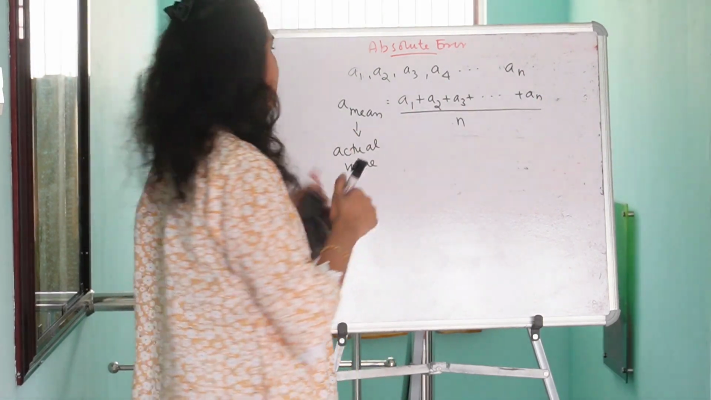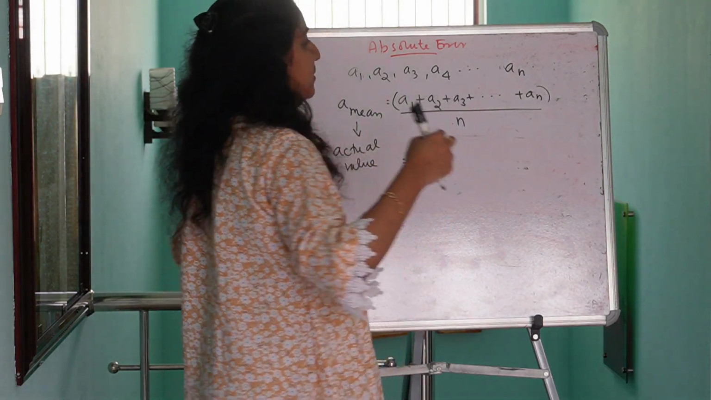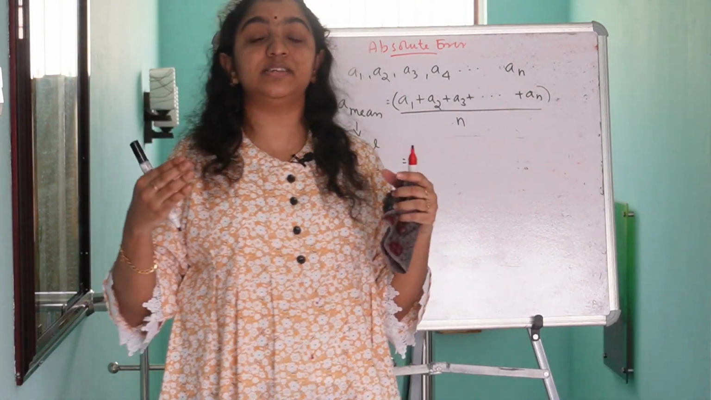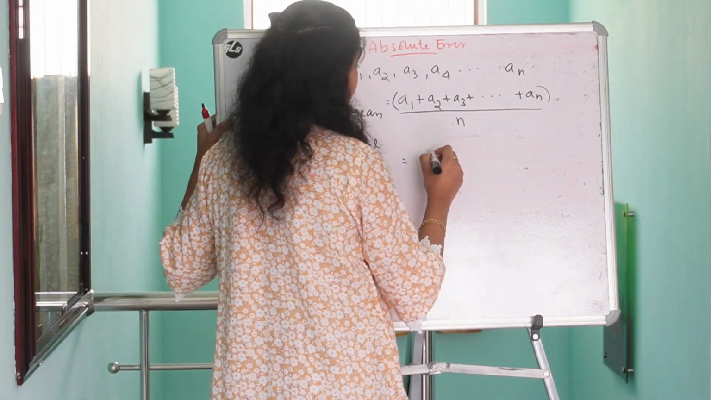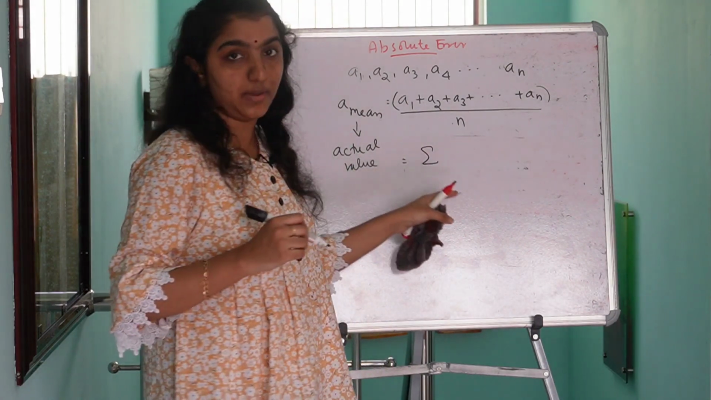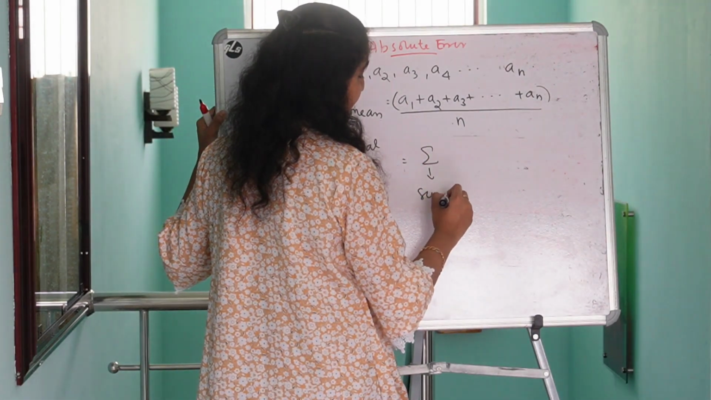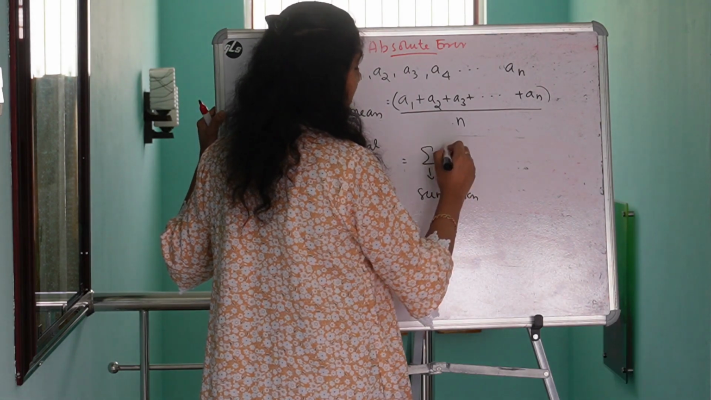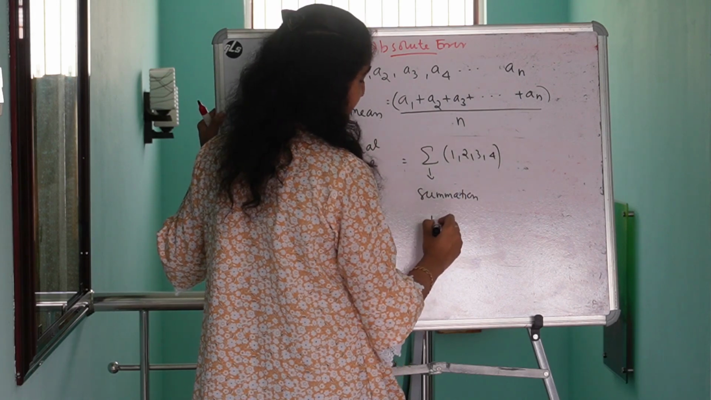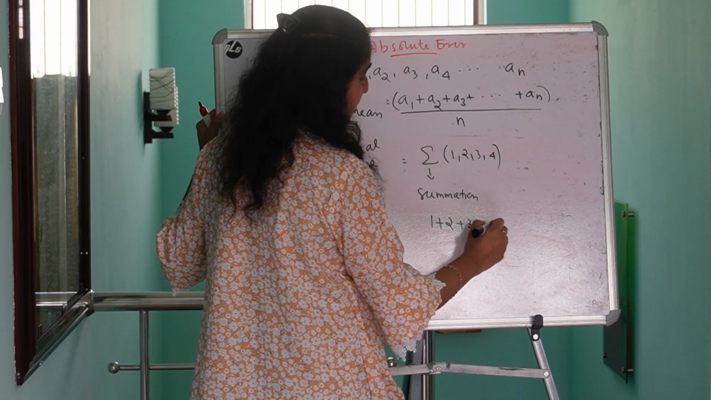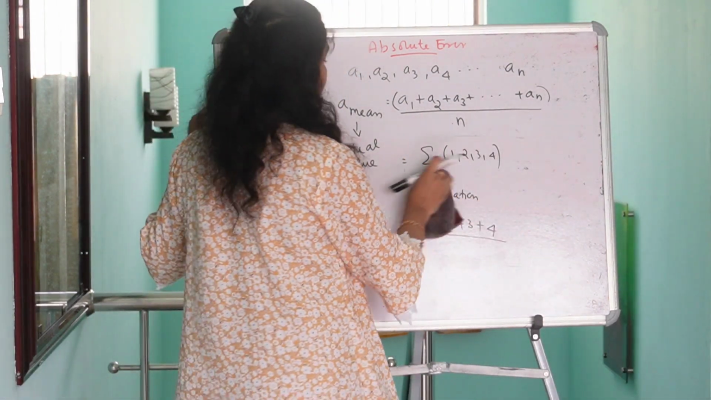Is it clear? So instead of writing the whole term A1 plus A2 plus A3 up to An, we can write it in a simpler way. In maths we have a symbol called sigma, and this sigma denotes summation. Suppose it is given sigma 1, 2, 3, 4. What does it mean? It means you have to add up or sum up all the values given in the brackets. Is it clear?